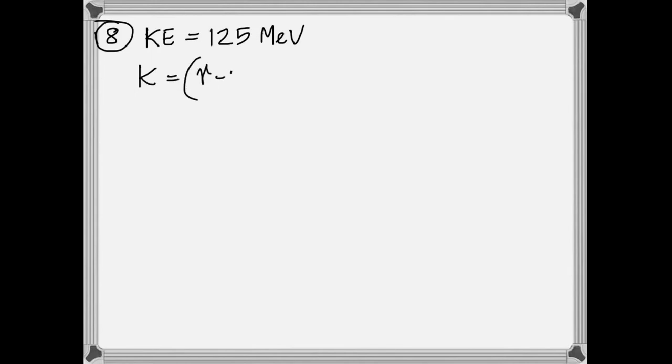Question 8 says, what is the speed of a proton accelerated by a potential difference of 125 megavolt? Surely its kinetic energy is going to be 125 mega electron volts. So this question, once again, you have the kinetic energy. It's 125 mega electron volts. So K is known to be gamma minus 1 mc².